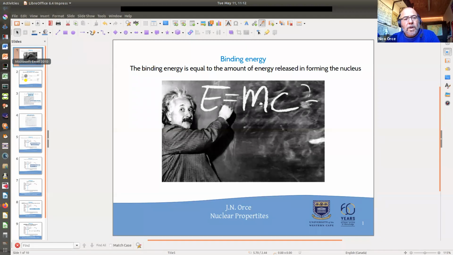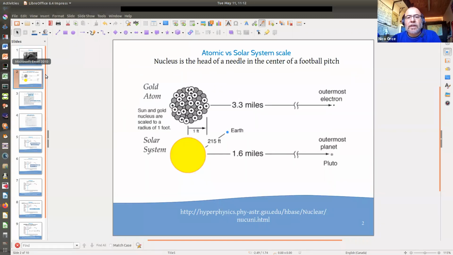So now we are going to explore a little bit more, and I want you to be aware of the scales we are talking about. If this is an atom, let's say a gold atom, and we put it at the same size as the sun, the outermost planet, which is Pluto at that time, and now people don't consider Pluto as a planet, but I don't care, Pluto, which is very, very far away in our solar system, is only 1.6 miles. If you compare with an atom, the electrons are about 3.3 miles, about 2 times farther away from the nucleus than the farthest planet is from our sun. So this is telling you the huge scale.